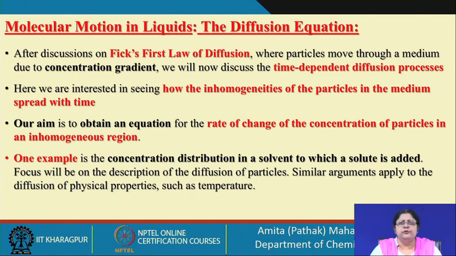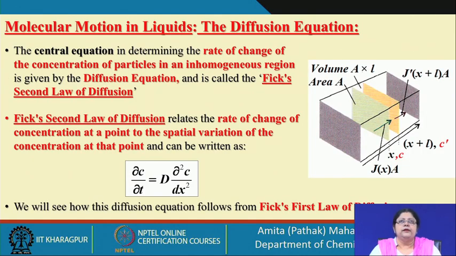So, similar to those arguments which apply to the diffusion of physical properties like temperature, we are going to look into how the concentration distribution can occur in a solvent medium when you are adding a solute. So, this is what we are going to be looking into today. And for the next class, what we are looking into is a central equation to determine the rate of change of concentration of a particle in an inhomogeneous region given by the diffusion equation.